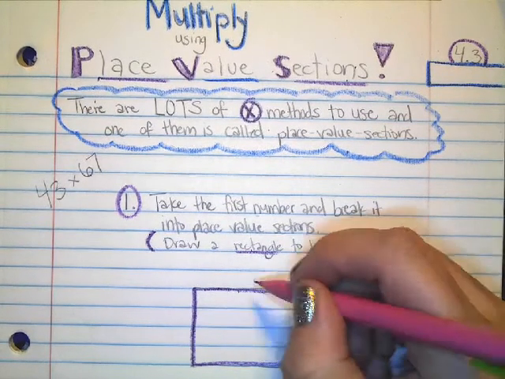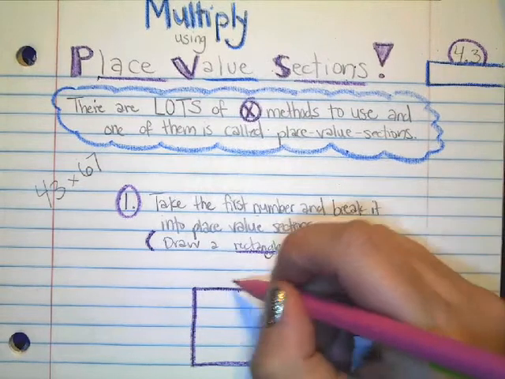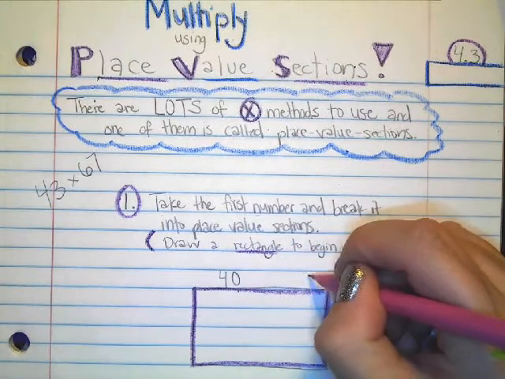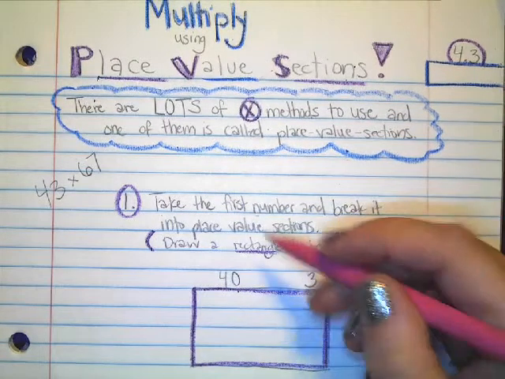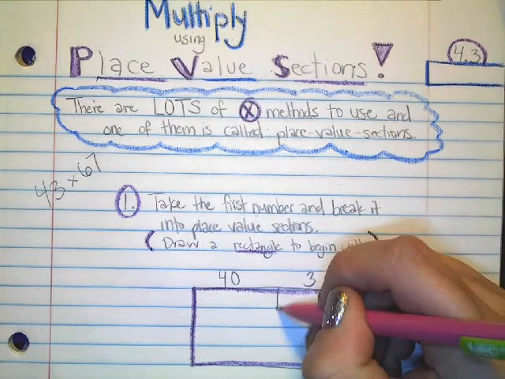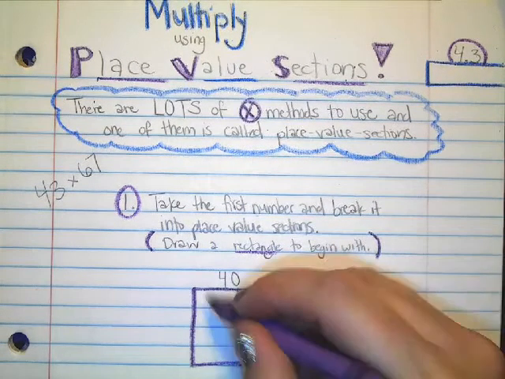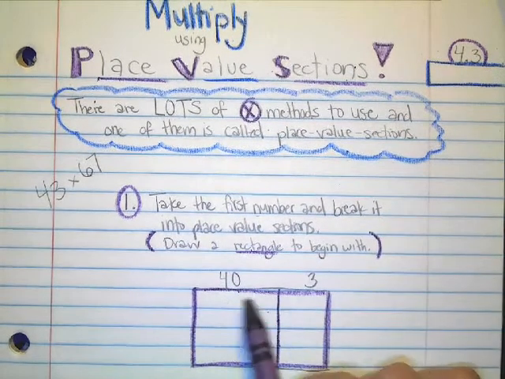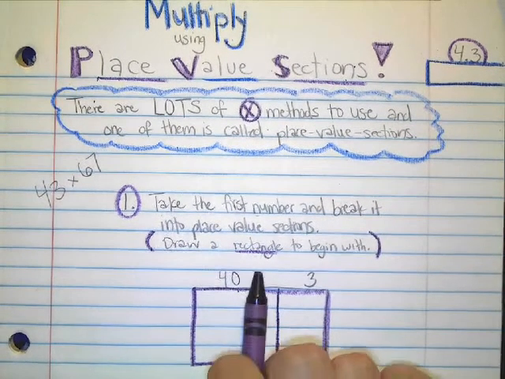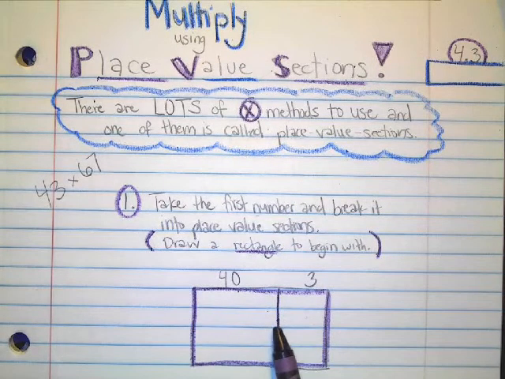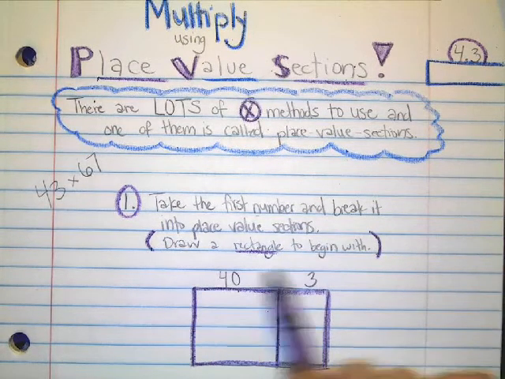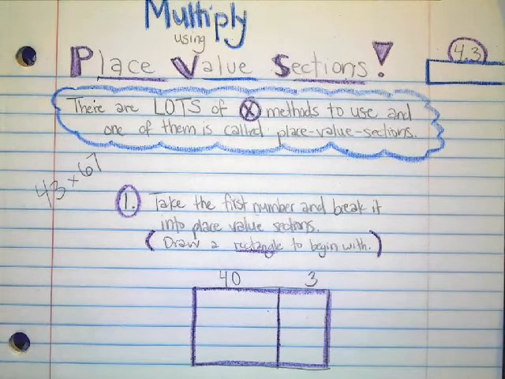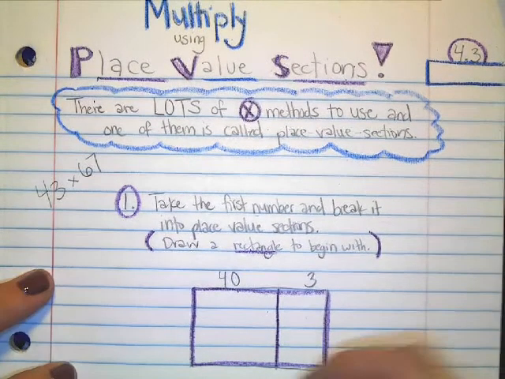So I'm just going to break it up going left and right. I'm going to go 40 over here in the tens place, and 3 here. And here's how I'm going to show that it's broken up into sections. Because 40 is quite a bit bigger than 3, I'm going to make it not be perfectly down the middle, but a little more on the side like this. So I have 40 and 3, and they're now broken up into these sections.